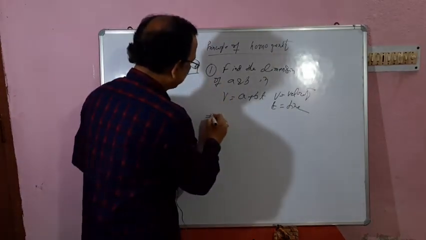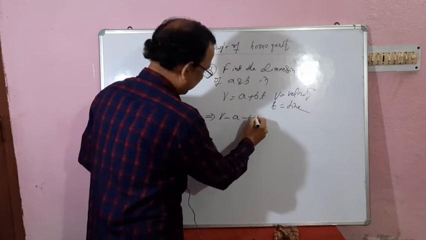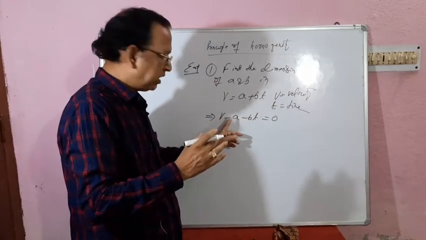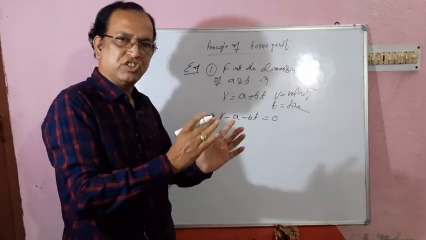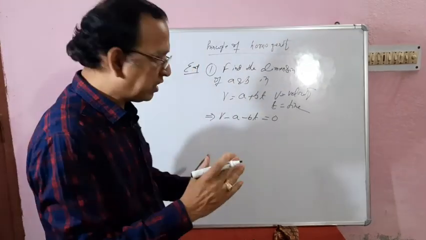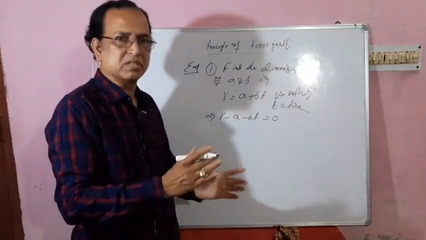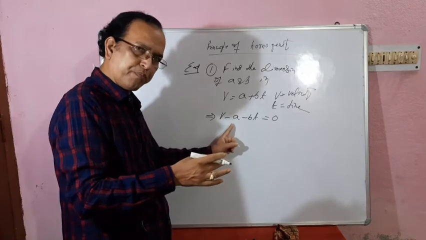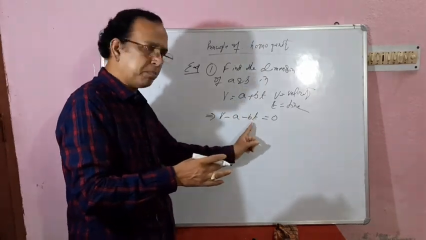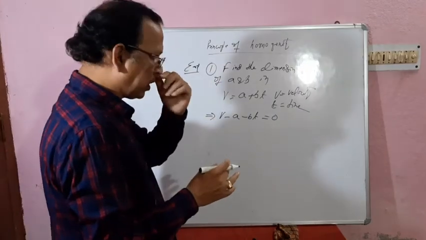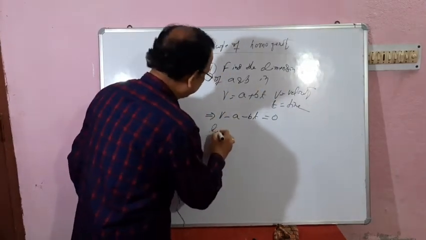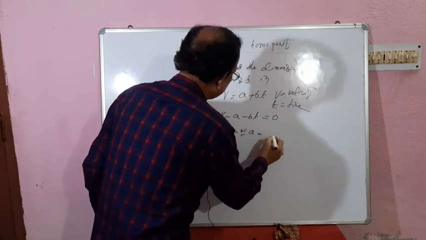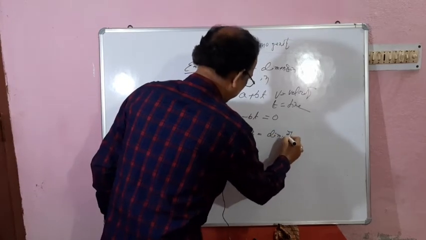So this implies v minus A minus Bt is equal to 0. There are 3 terms: v, A, Bt. The dimensions of these 3 terms must be same. So that means dimension of v is equal to dimension of A, and dimension of v is equal to dimension of Bt. Now first we find out the dimension of A. So dimension of A is equal to dimension of v.